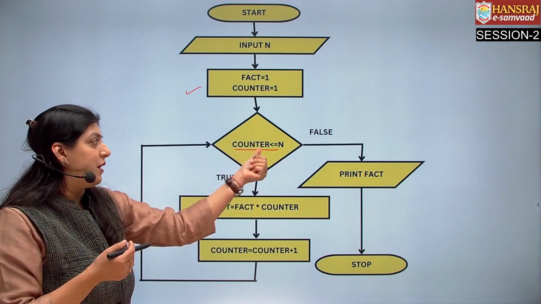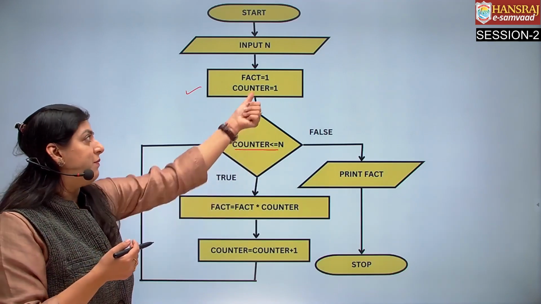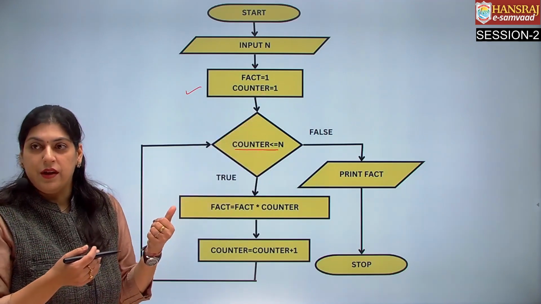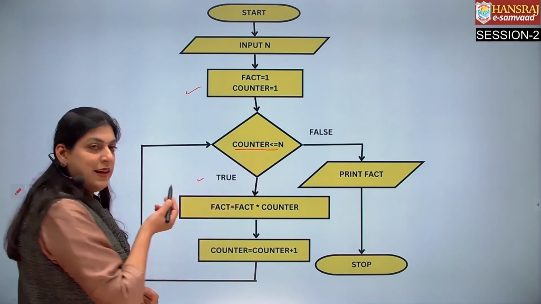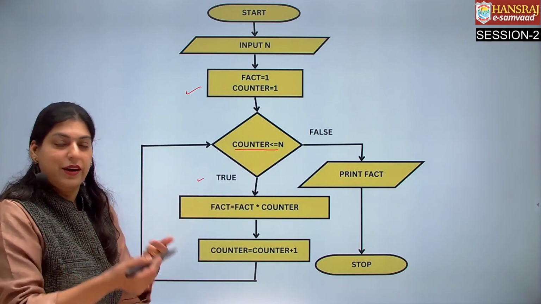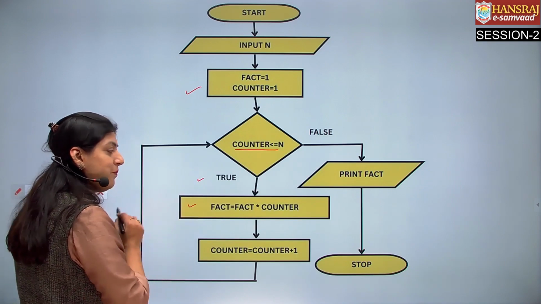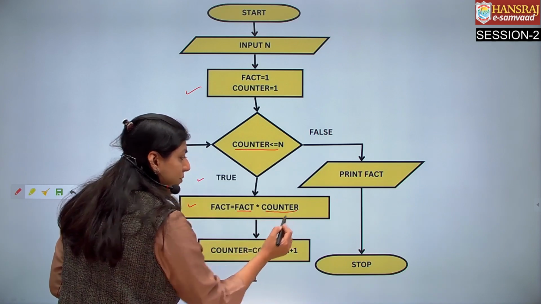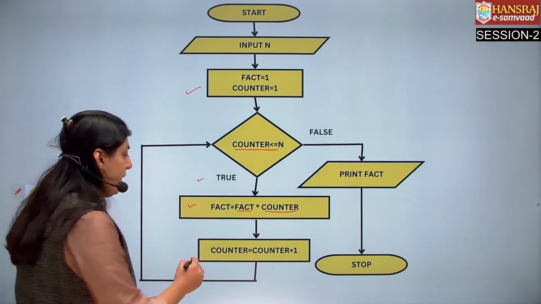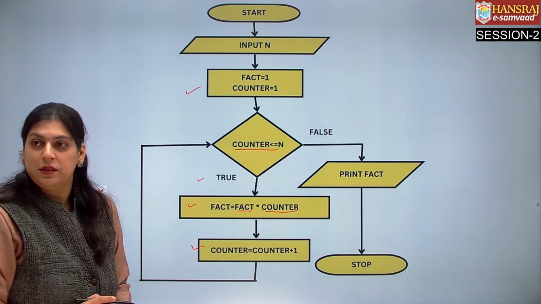So we need to check the condition of counter starting with 1 till 5. If it is true, it is less than n, what we have to do? We have to calculate the factorial, right? You calculate fact into the value of counter and then you increment the value of counter.